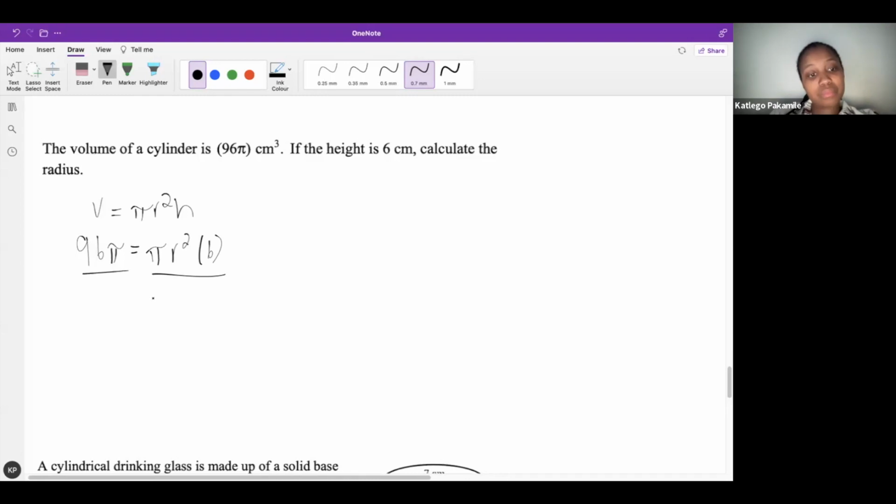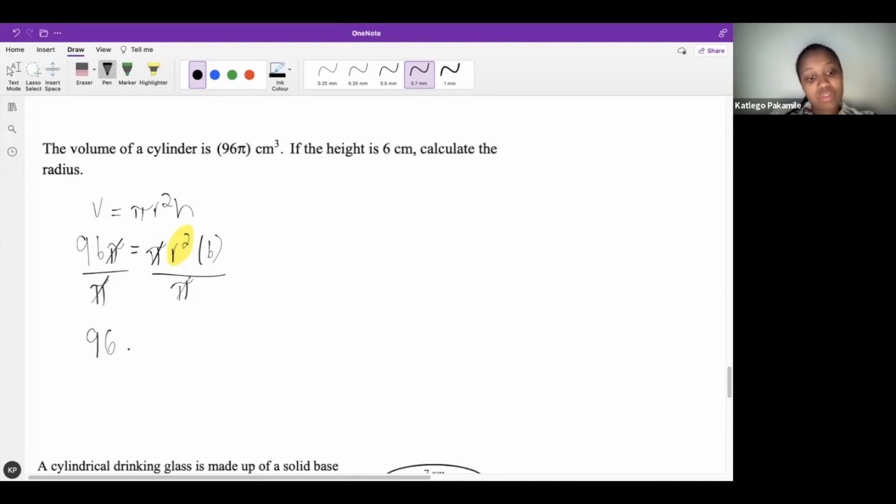96 pi over pi times radius squared. Remember, we're solving for the radius, so on the other side we divide by pi also. Okay, so the pi's will vanish, right? Yes, ma'am.